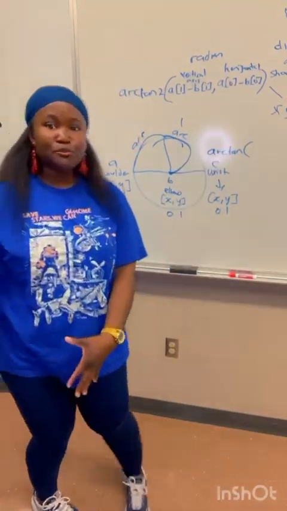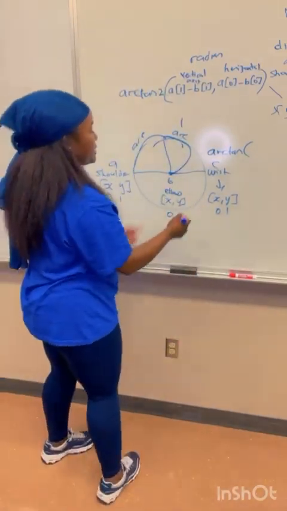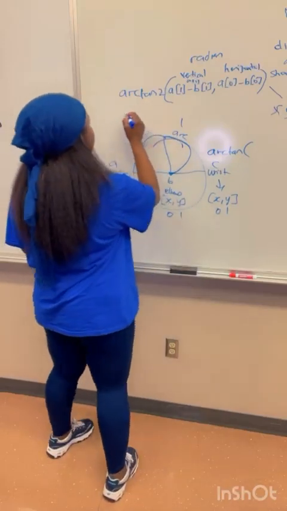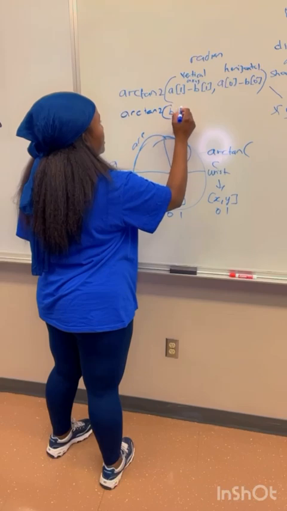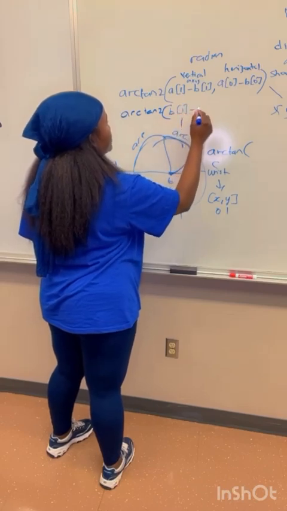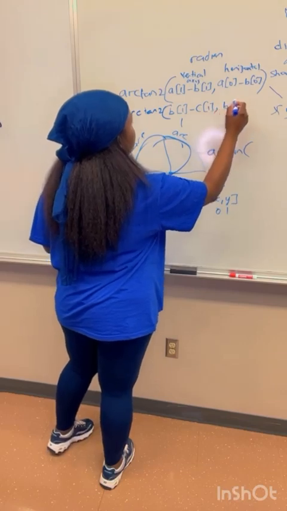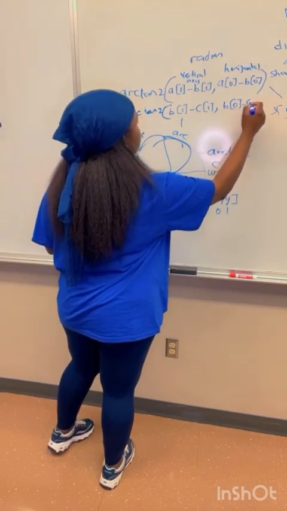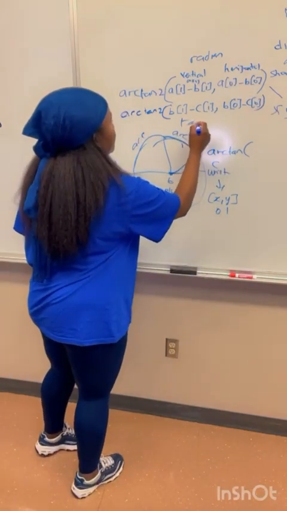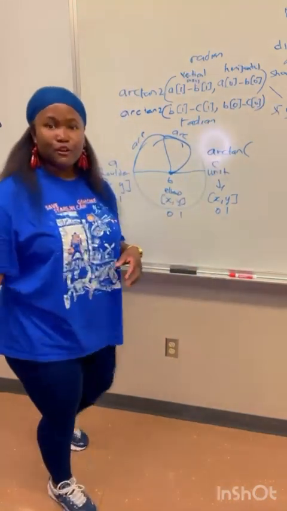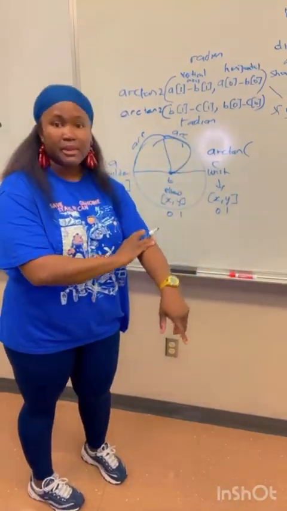Now we have to do from my elbow to the wrist, okay? So remember, elbow, wrist. So we'll do the same thing, arctan2 of B1 minus C1, and then we'll do B0 minus C0, and then we get the radian for this angle from the elbow to my wrist.